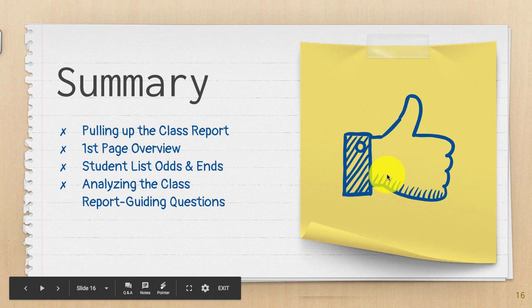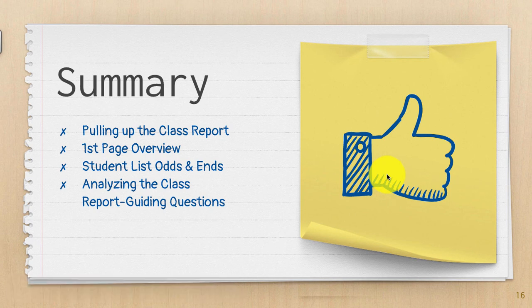So in sum, we've talked about how you get to the class report, first page overview, some odds and ends to pay attention to on the student list, and give you some questions to help analyze that report.